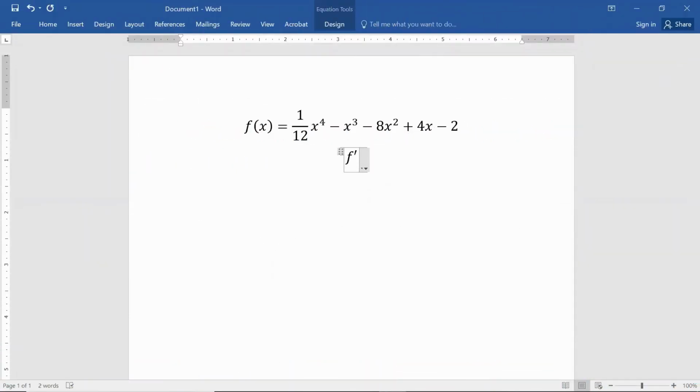We start by taking the first derivative. The first derivative is going to be 1/3 x to the third minus 3x squared minus 16x plus 4. The second derivative is going to be 1x squared minus 6x minus 16.